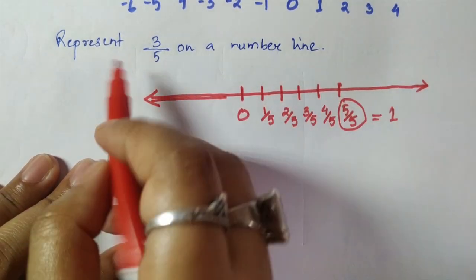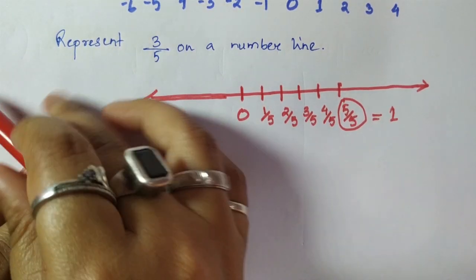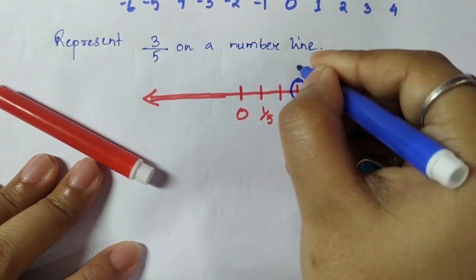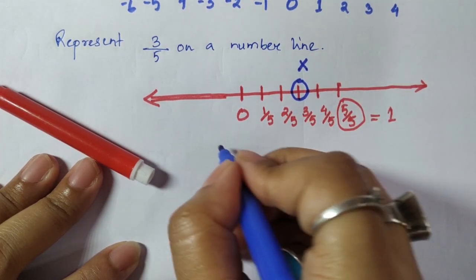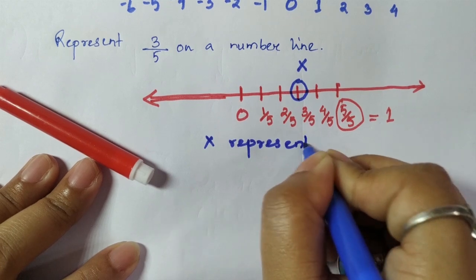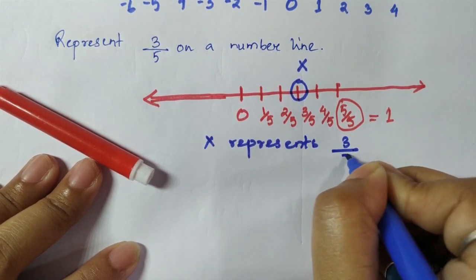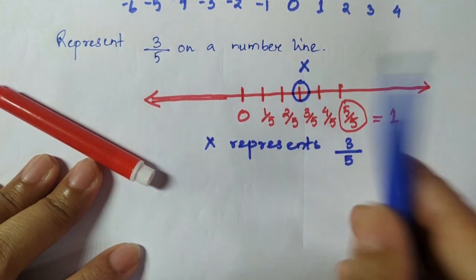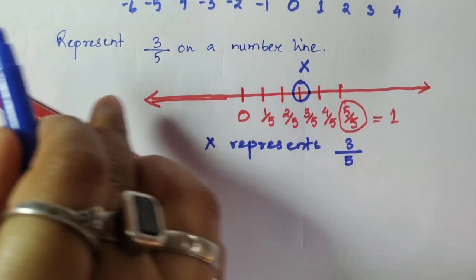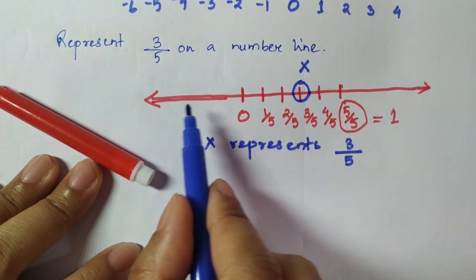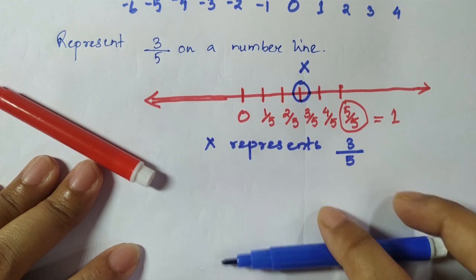So what do I need? I need to represent 3/5. So what you can do is, this particular point, name it as x. This x represents 3/5. Now if I ask you to represent -3/5 on the number line, the process will be the same. Only the thing is that it will be on this other side of the number line because it will be a negative rational number.